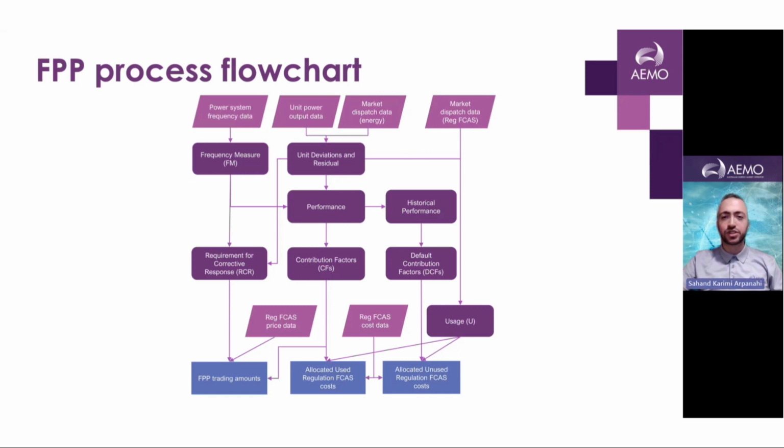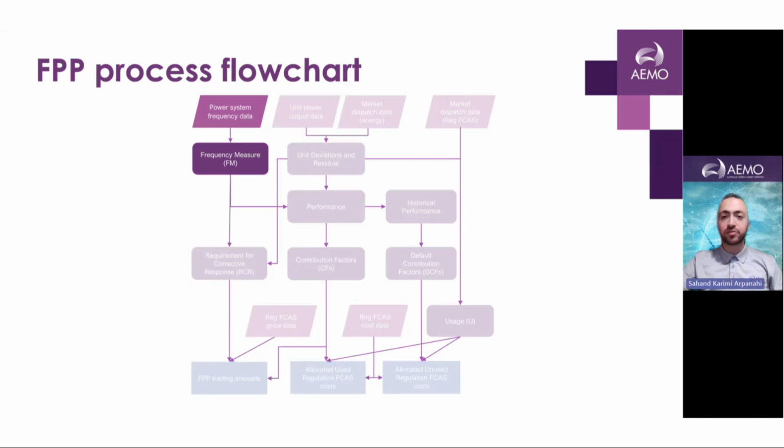This flowchart shows the general process we go through to determine the FPP-related costs and payments. The FPP calculation process begins with reading different types of data, including power system frequency, unit power output, market dispatch, and regulation FCAS price and cost data. This whole process is completed once every 5-minute trading interval to determine the FPP trading amounts and the allocated regulation FCAS costs to market participants.